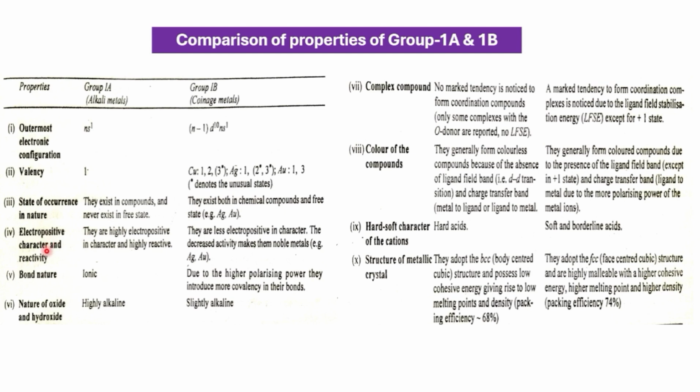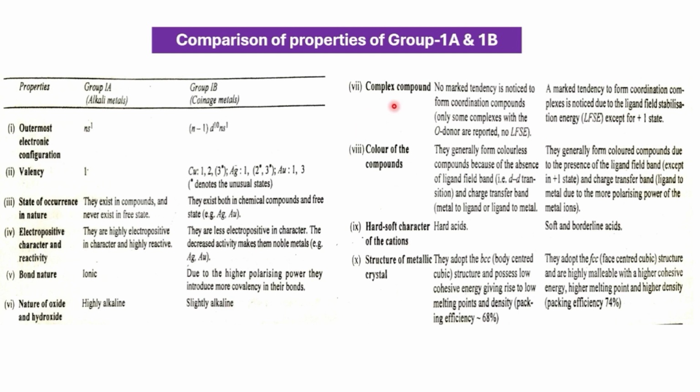Now if you compare the electropositive character and reactivity, group 1 elements are highly electropositive in character and highly reactive, whereas group 1B elements are less electropositive in character, and the decreased activity makes them noble metals. If you see the bonding nature, group 1 elements form ionic bonding, whereas group 1B elements, due to the higher polarizing power, introduce more covalency in their bonds. Now, nature of oxide and hydroxide. Group 1A elements form highly alkaline materials, whereas group 1B elements form slightly alkaline compounds.